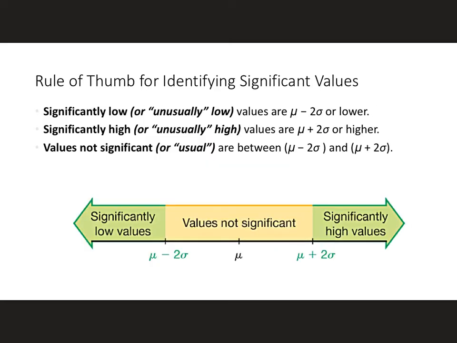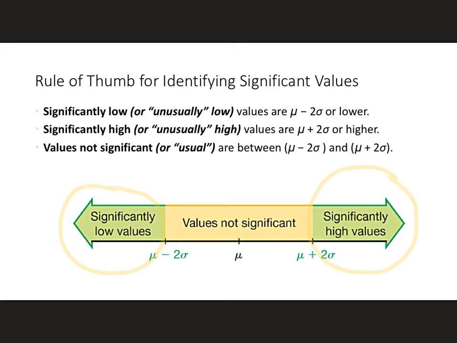Here we're going to look at significant values, and we will be using significant values throughout the rest of this semester. Significantly low, or if you hear something like unusually low, values are going to be 2 standard deviations below the mean. That's why you're seeing this mean minus 2 standard deviations or lower. So significantly low values are going to be down here. And significantly high values are going to be 2 standard deviations above the mean. So that's going to be these values that are up here.